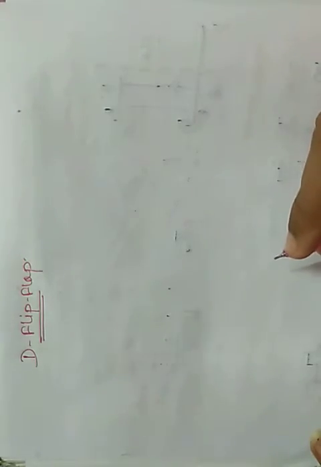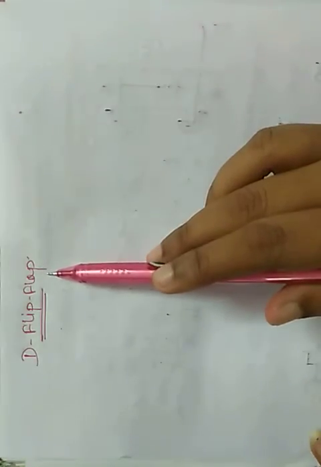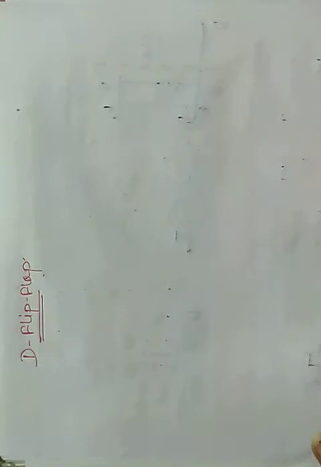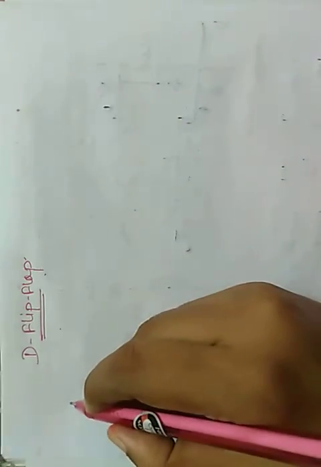That means when both the inputs S and R equal 1, we get a state which is invalid. That means this value is not acceptable. So to remove this forbidden state, the D flip-flop is used. At first we are going to draw the circuit of D flip-flop using NAND gate.